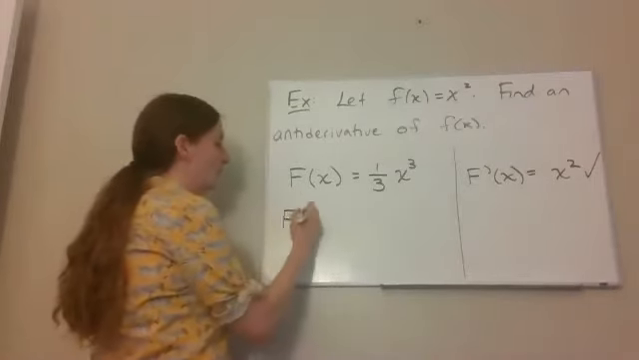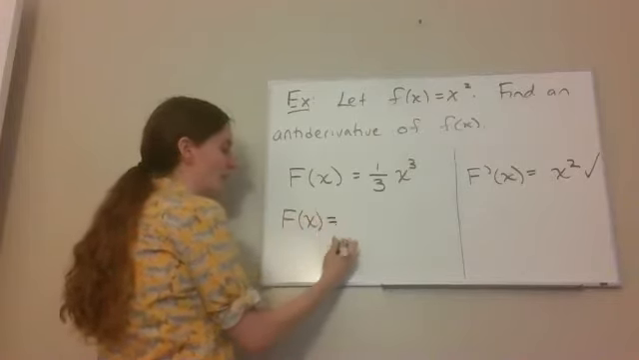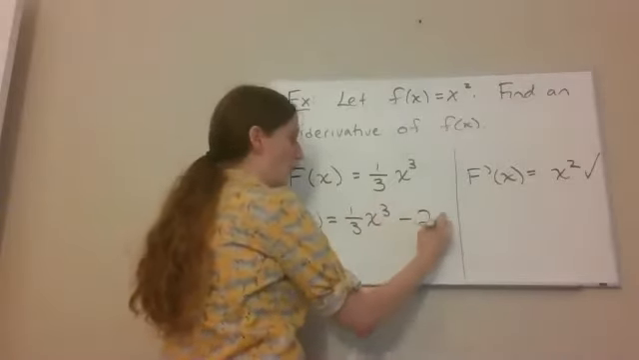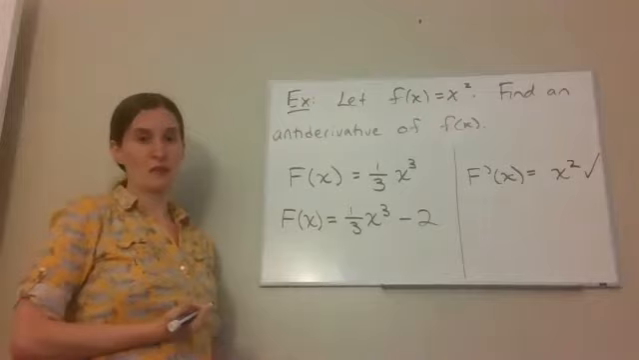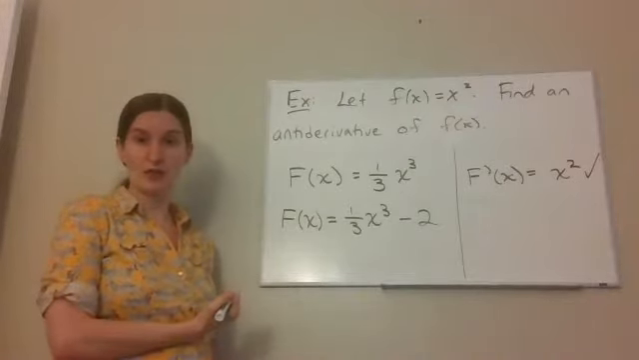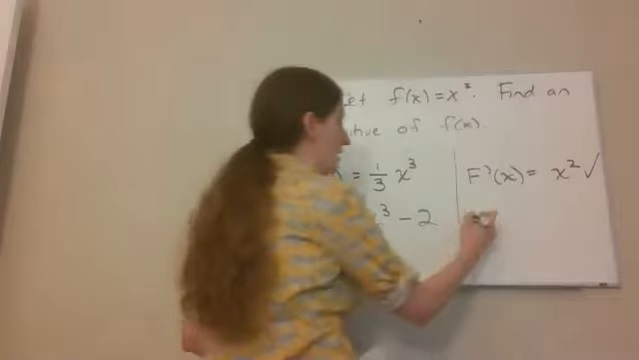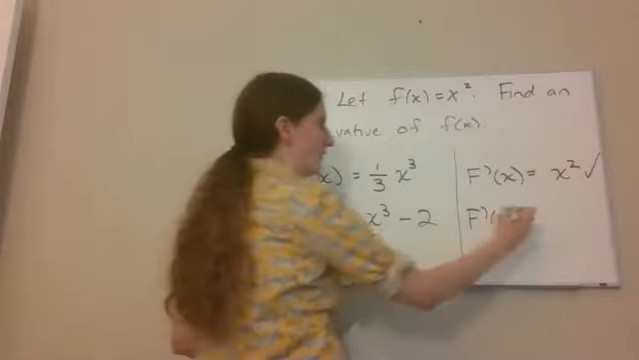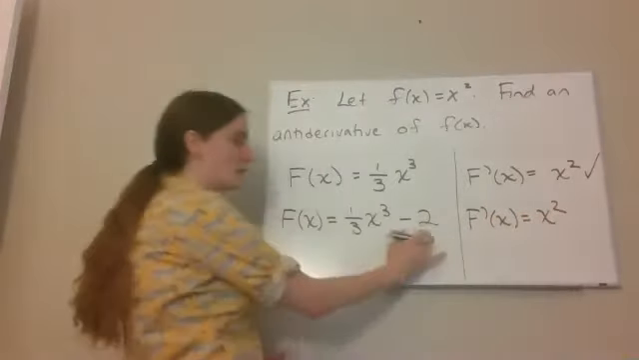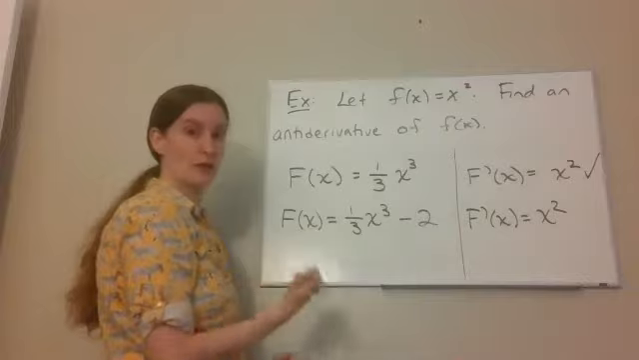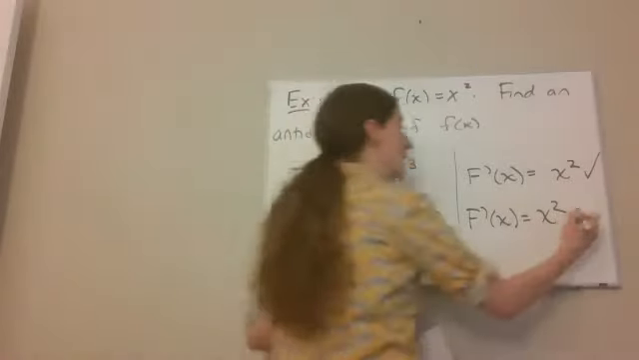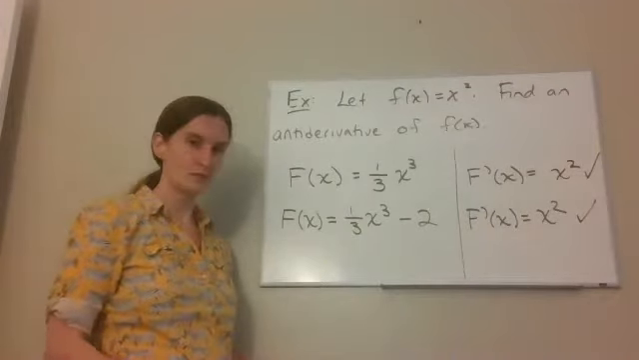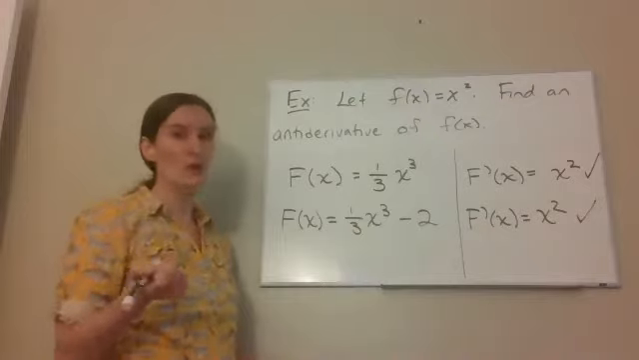For example, what if I gave us capital F equals 1/3 x to the third minus 2? Well, let's take a derivative of this antiderivative to verify it works as well. If I take the derivative of this capital F, again the 1/3 x to the third gets me x squared, and the derivative of the minus 2 is 0 because the derivative of a constant is 0. So this guy also worked as an antiderivative. Are there others? Of course there are.